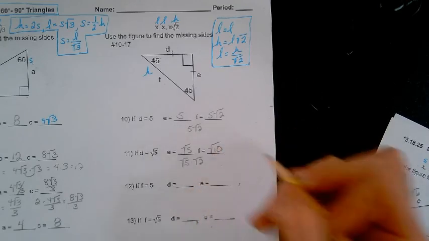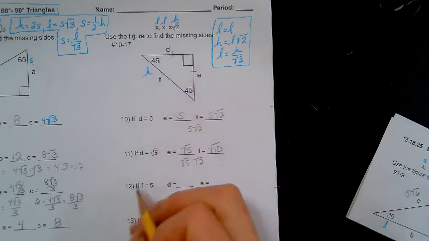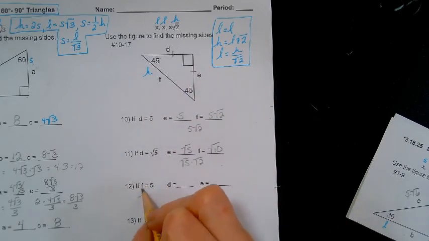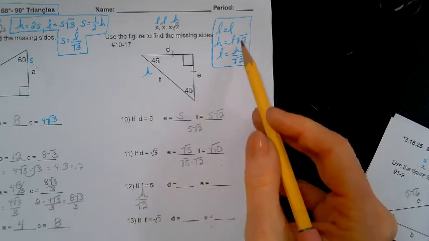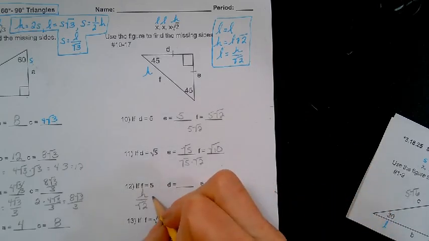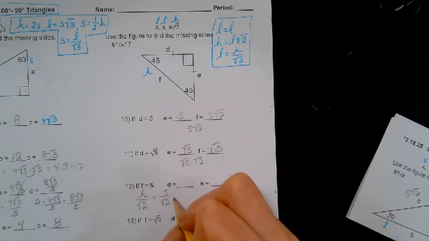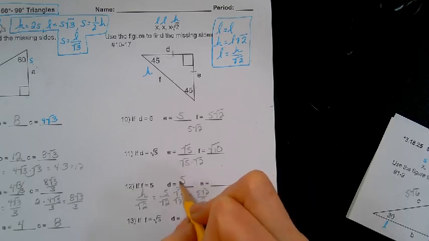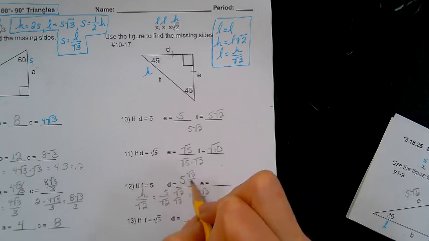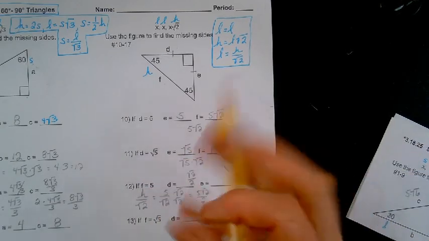Okay, if f equals 5, this time we're given the hypotenuse. In order to find the legs, you take the hypotenuse and divide by square root of 2. So that's going to be equal to 5 divided by square root of 2. If you rationalize this, you get 5 rad 2 over 2. So the legs are 5 rad 2 over 2, and both legs are congruent.